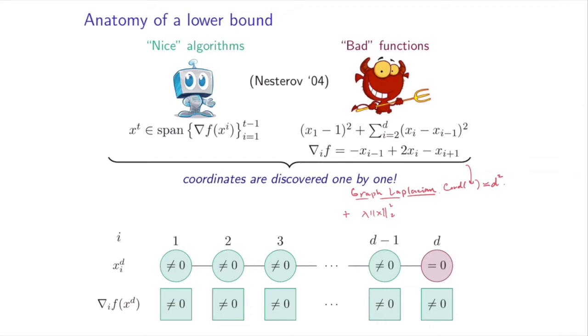And John? Yeah. What about the Adagrad algorithm from a famous Californian? Yeah, what about it? Well, it's not nice according to your definition. Yeah, so that's a good question. So what if algorithms are not nice? Like what if they don't obey this sort of span type condition or things like that?